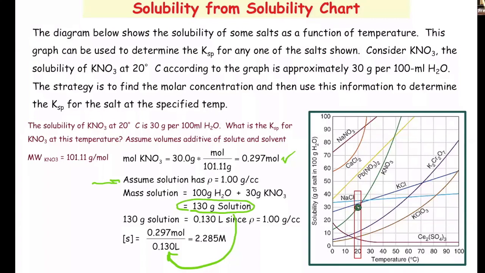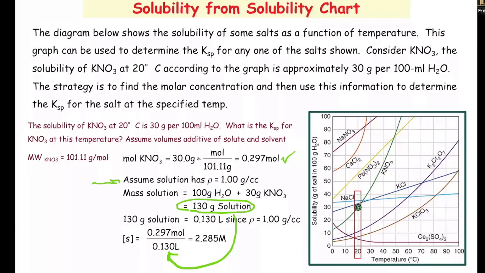You guys should know how to do that based on our exercise in chapter 13. But here it's 1. So we just take 0.297 moles divided by 0.130 liters, and we see that the molarity, how much of it actually goes in solution, is 2.285. That's a big number.